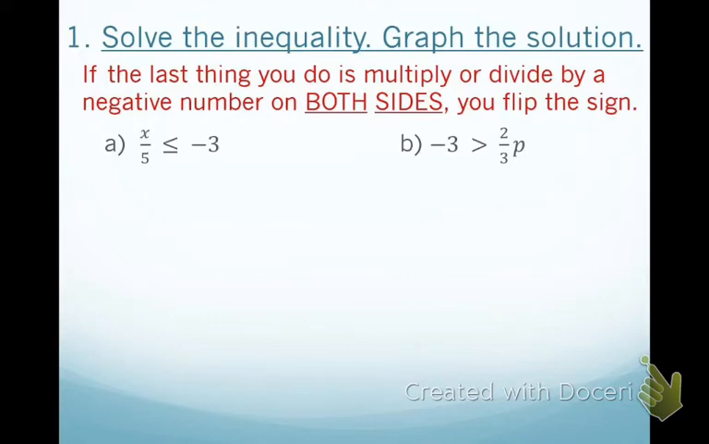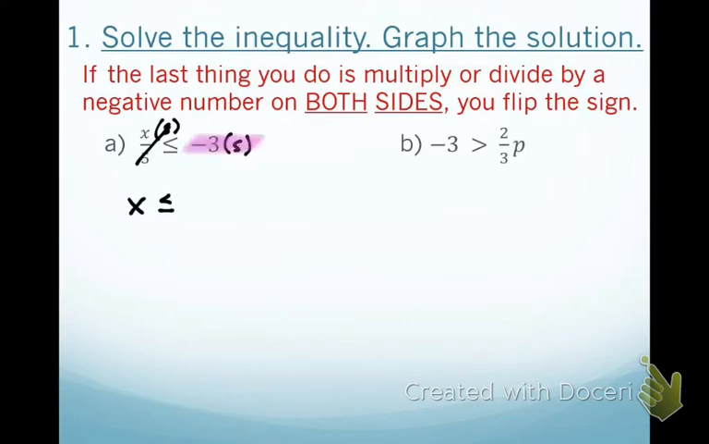Everybody, identify the variable. X. What is not allowing X to be alone? Divide by 5. How do I get rid of divide by 5? Multiply by 5. And remember, when we're multiplying, we're just going to put it in parentheses. Class, what is 5 divided by 5? 1. So this is left as 1x. And I'm going to drop down my inequality symbol, less than or equal to.